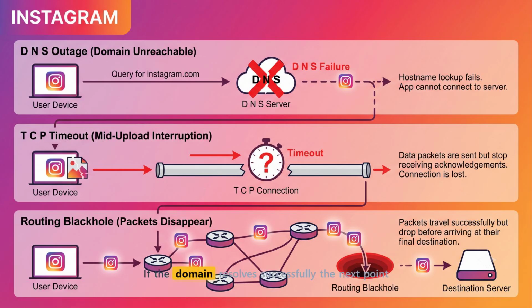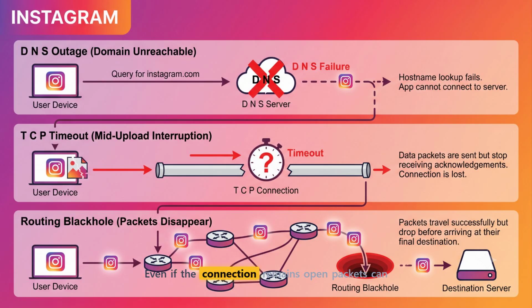If the domain resolves successfully, the next point of failure can happen mid-upload during a TCP timeout. Here, a connection is successfully opened and the device begins pushing the image data packets through the network pipe. However, if the network drops or becomes severely unstable, the data packets stop receiving acknowledgements. The connection is abruptly lost, leaving the application waiting indefinitely for a response that will never come.